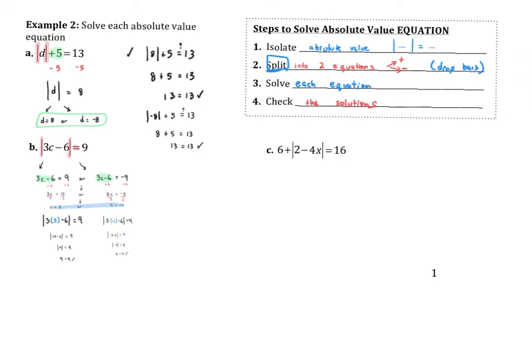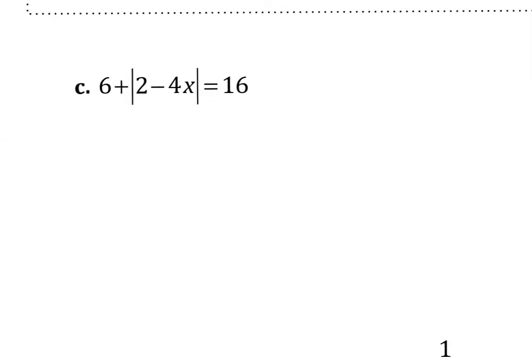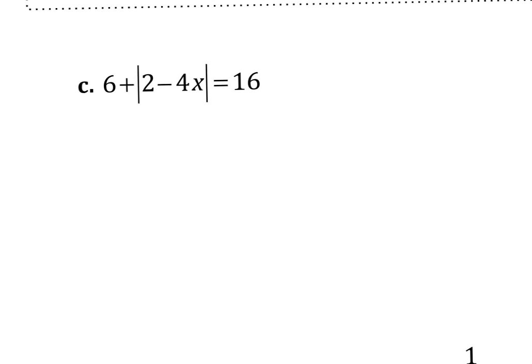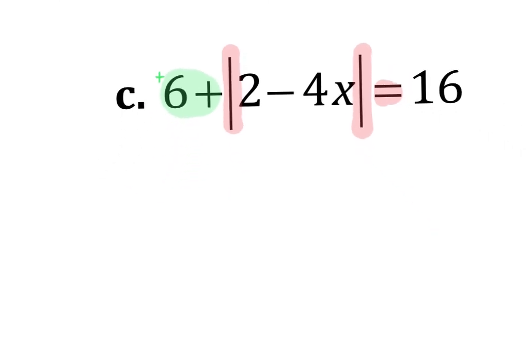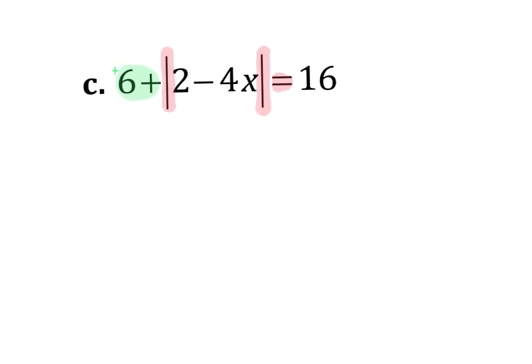All right, now let's take a gander at a little more complex problem here. Notice all the steps are involved right here. Again, step number 1, we need to get the absolute value by itself, okay? Which means in this case, I need to get rid of this 6 plus in the front. And by the way, this is a positive 6 right there. It's a positive 6.